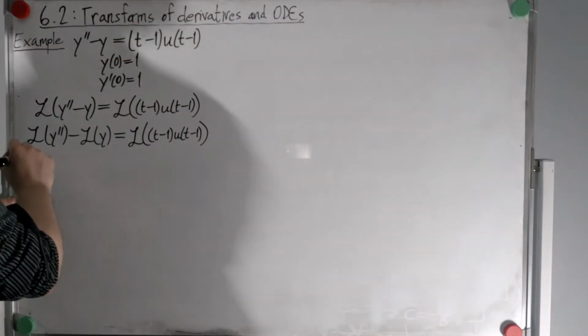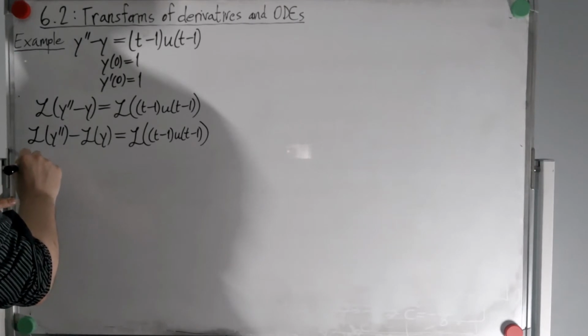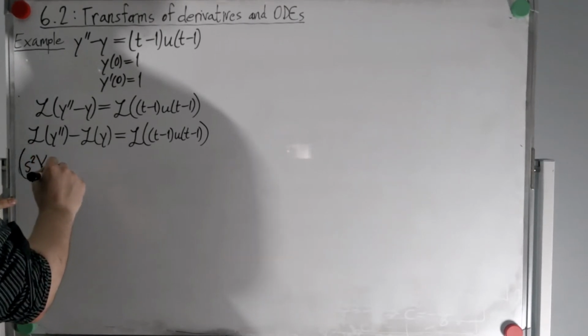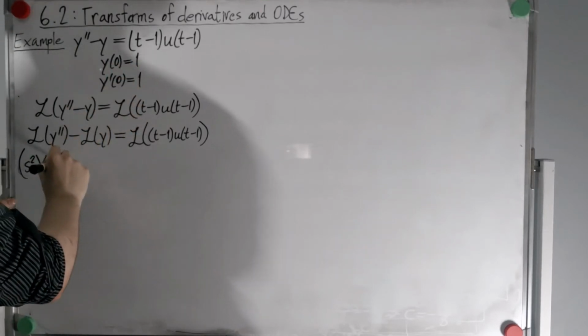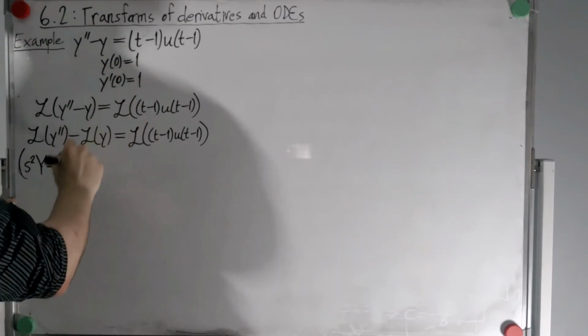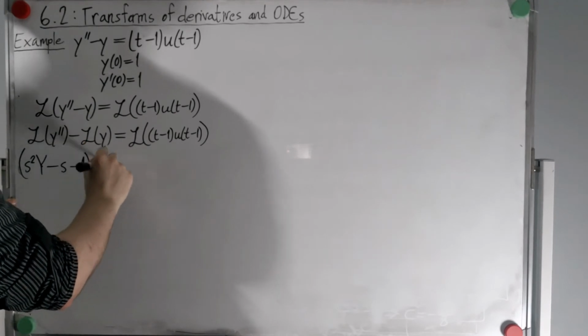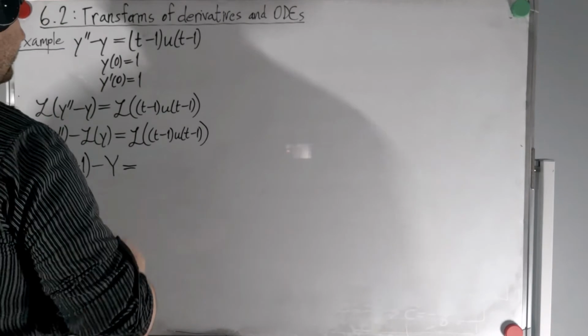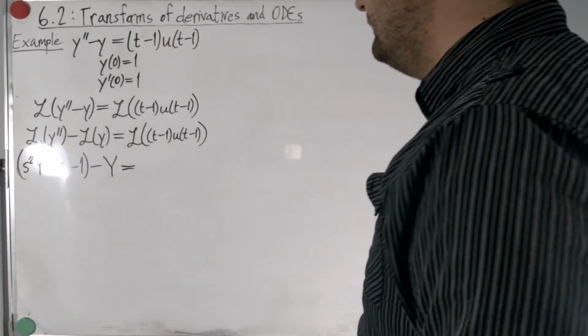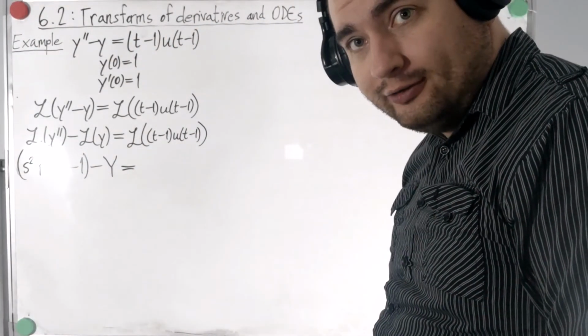Okay, so the Laplace transform of y'' is going to be s squared times the Laplace transform of y, minus 1 times s, minus 1, minus the Laplace transform of y. This equals the Laplace transform of (t minus 1) times u of (t minus 1).